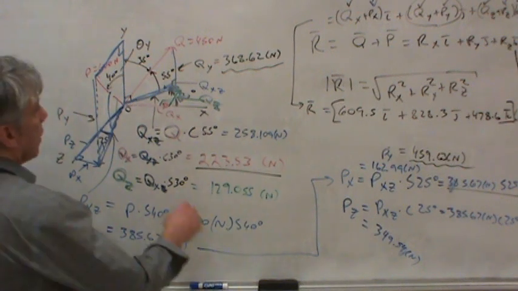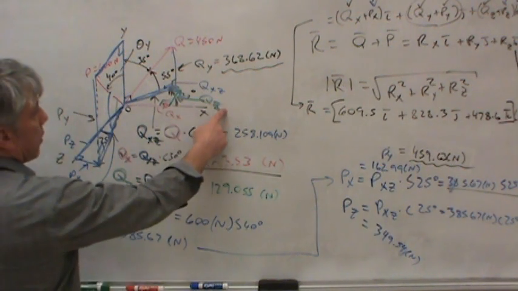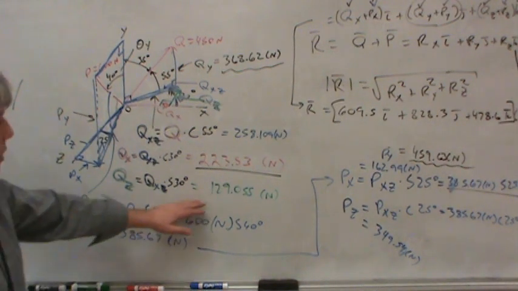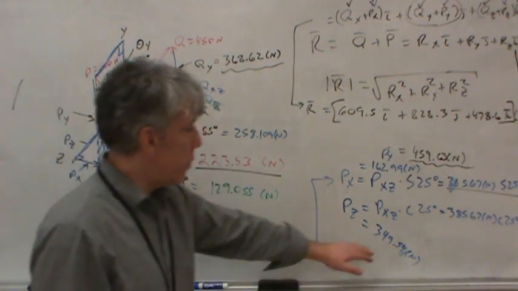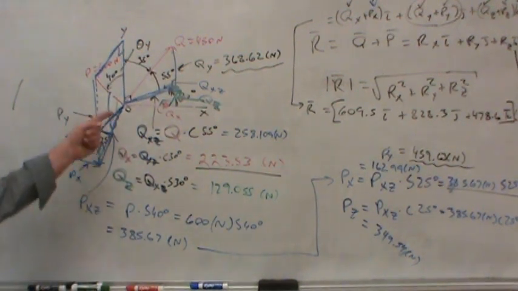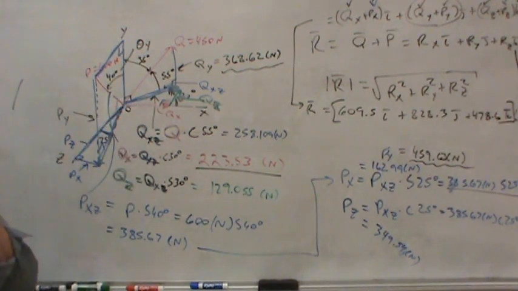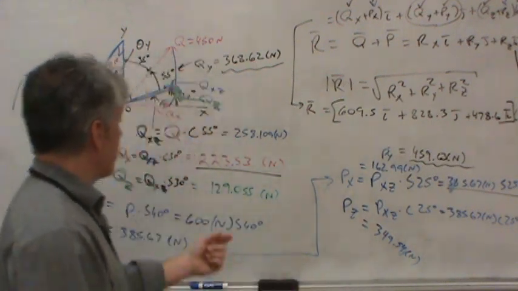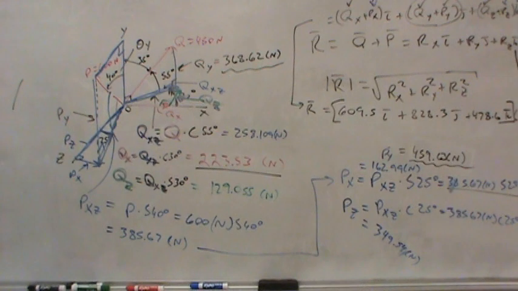Because look, the Z component of Q was negative, and we just took QZ 129 and we added it to PZ. What should we have done instead? Subtracted it. We should have subtracted because it's going off in the negative Z direction. So we should have taken PZ 349.54 and subtracted 129.06. Let's do that and let's correct our Z component.